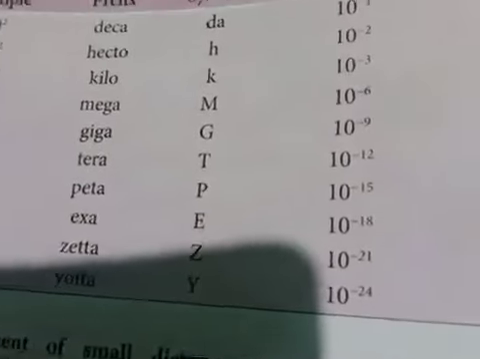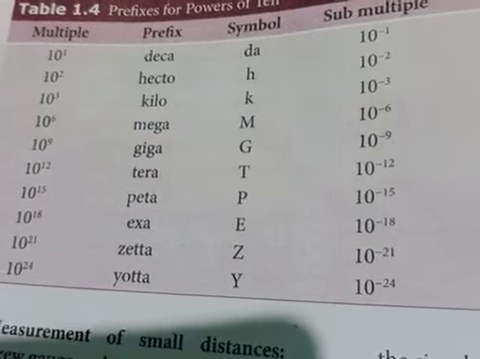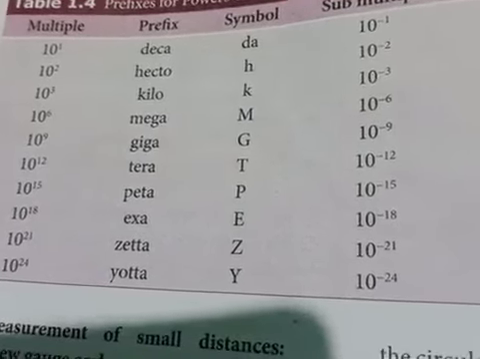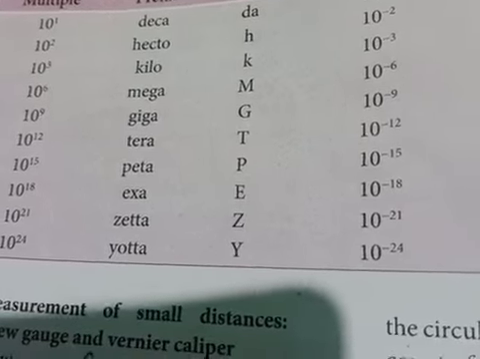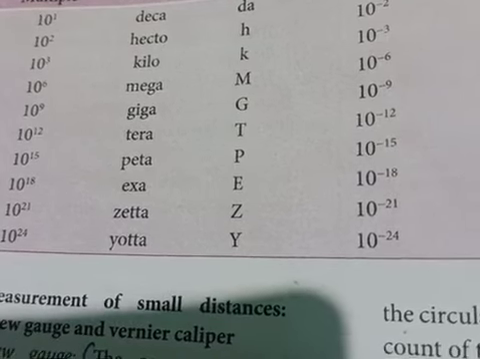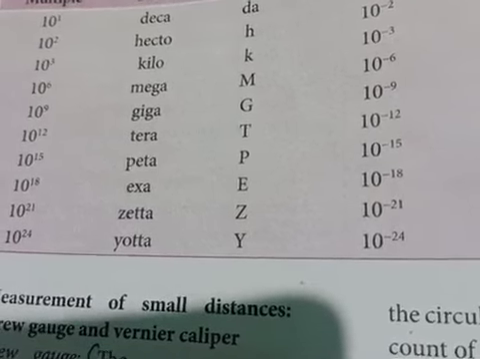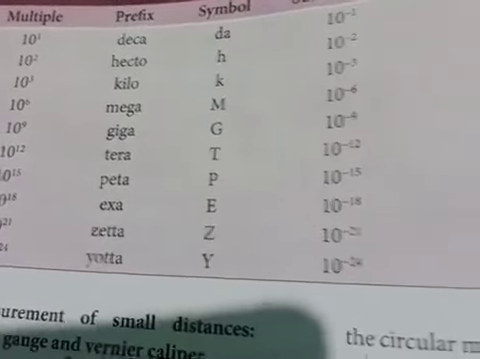And on the other side you can see the symbols. Deca is da, hecto is h, kilo is k, mega is capital M, giga is capital G, tera is capital T, peta is capital P, exa is capital E. You can go through these symbols, take a screenshot and go through this.